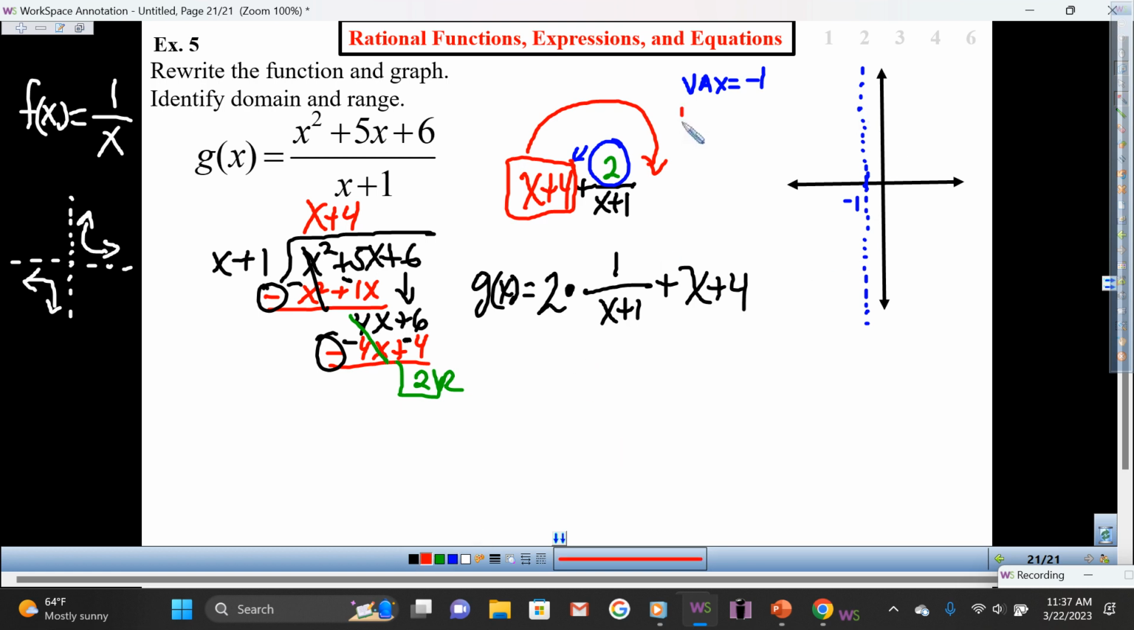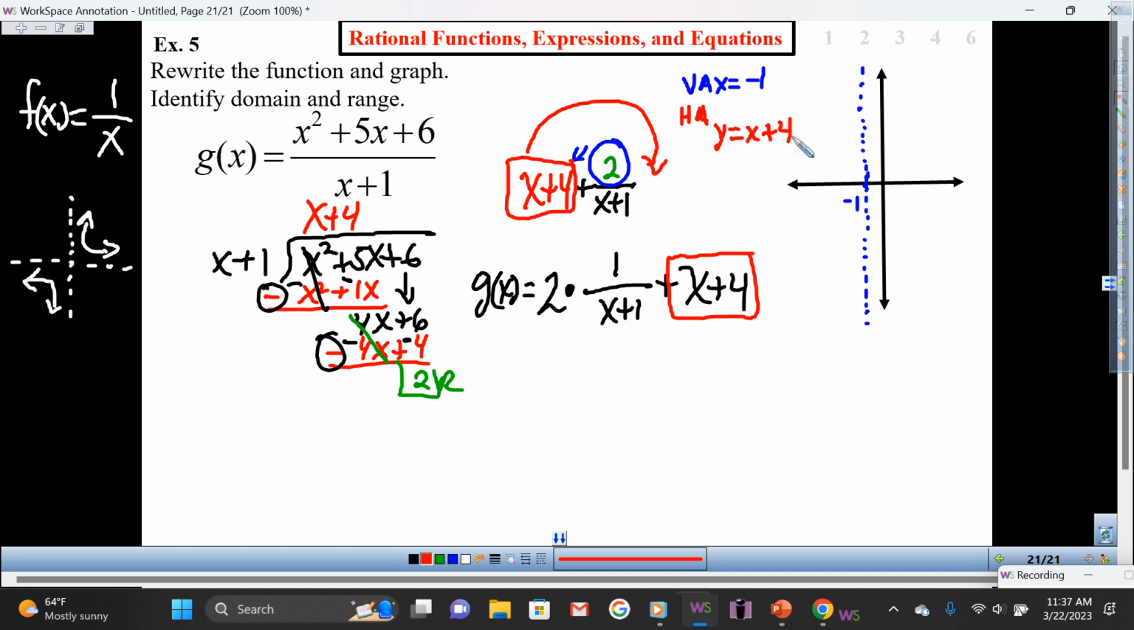Go to our HA. y equals. What did we usually write for our HA? Tell your neighbor, please. A number that goes here, is that correct? But what do we have there now? x plus 4, so we're going to write x plus 4.